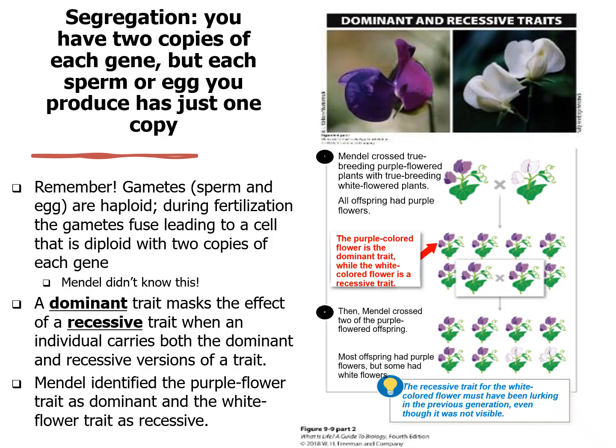Now, one of the things I want to establish here is that Mendel didn't really know what a gamete was, so a sperm versus an egg, and the fact that they were haploid, so had half the number of chromosomes, and that during fertilization, gametes will fuse that lead to a cell that will make that offspring, and that offspring is going to start as a diploid cell with two copies of each gene. But he still came to this conclusion, essentially, just not knowing how he came to this conclusion.